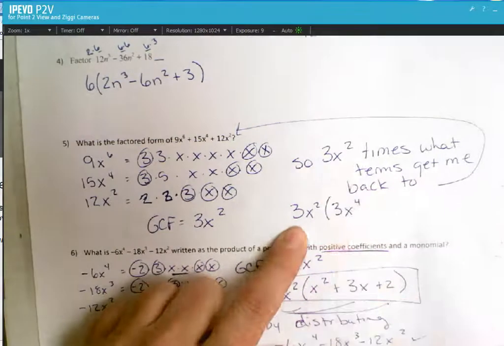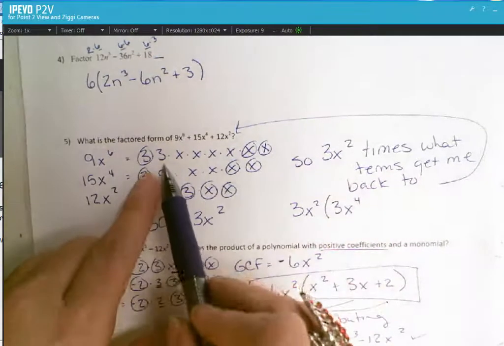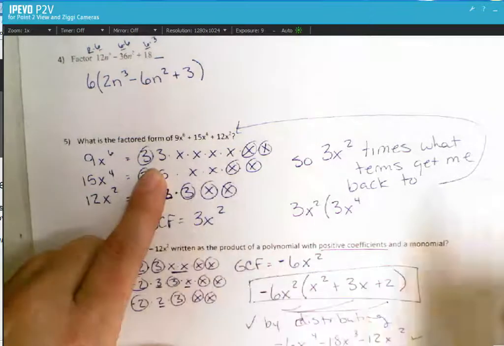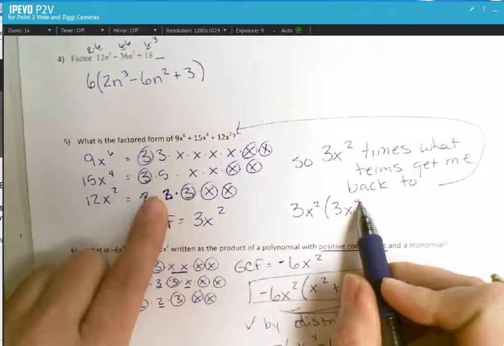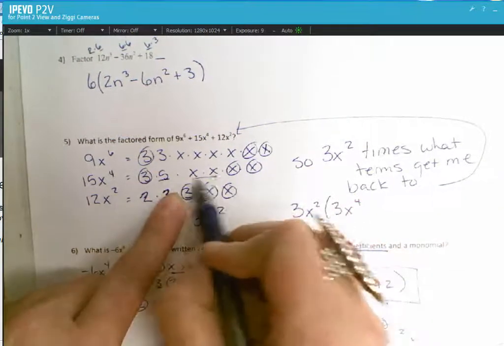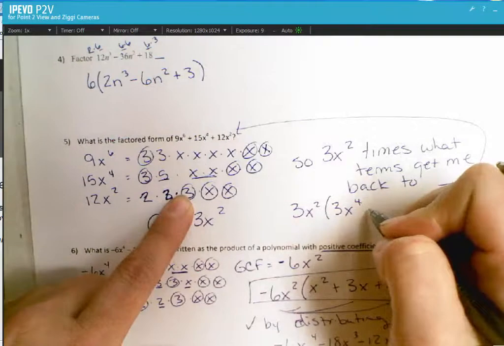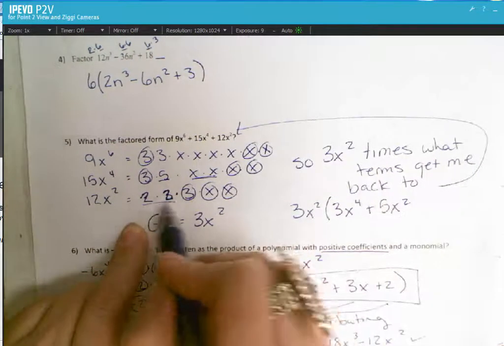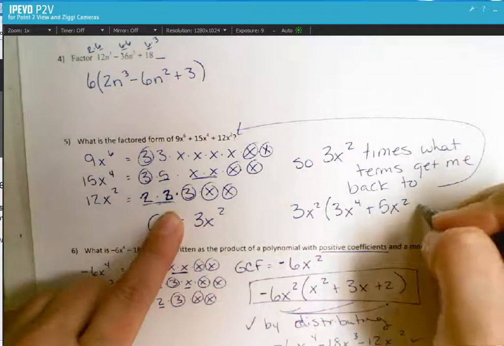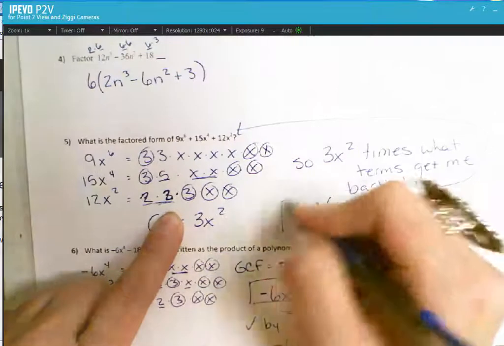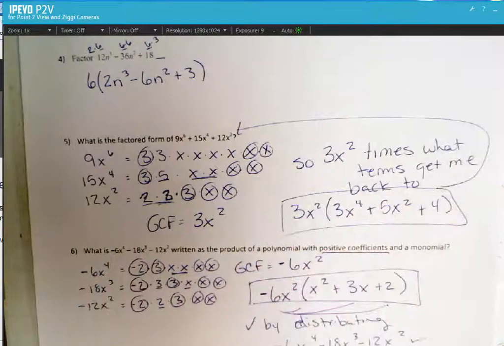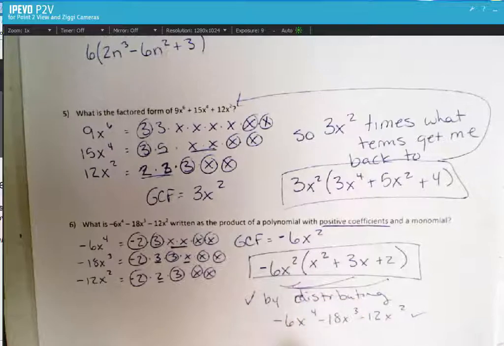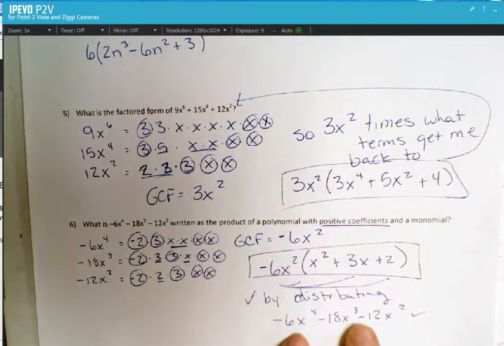We pulled out 3x. What do I have left? I have a 3 times 1, 2, 3, 4. 3x to the 4th. This one I have a 5, and I have x squared, so plus 5x squared. And this one I have 2 times 2, which is 4, plus 4. There's that final answer right there. And then there's your final answer there. Again, I can always go back and check these by redistributing them in so that you can get back to the original problem.